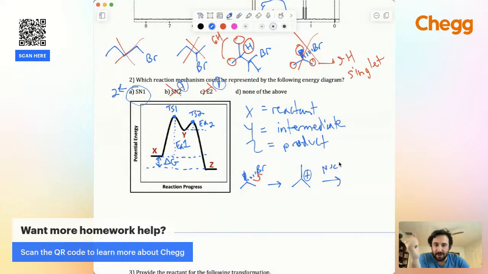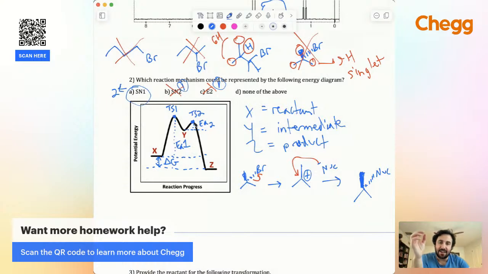And then some nucleophile coordinates, and that is going to be very fast, right? That's a quick one. Because this is stabilizing, right? We're neutralizing the carbocation. So there's a very low activation energy. This is not an energetically unfavorable step. It's going to be very easy to get to that transition state where the nucleophile is coordinating to the carbocation.